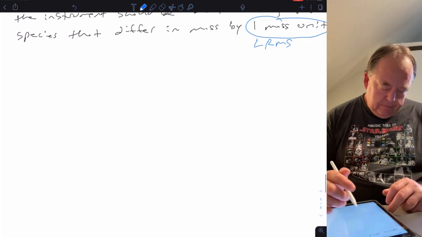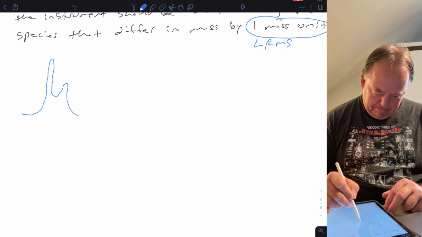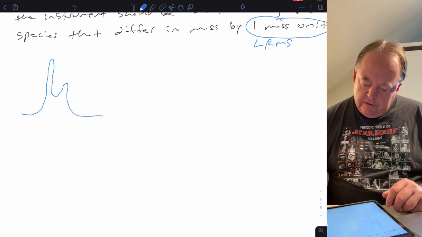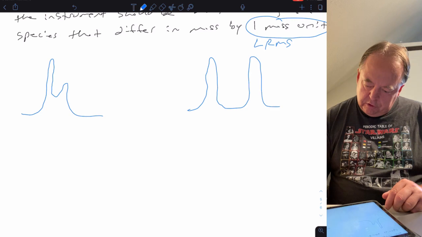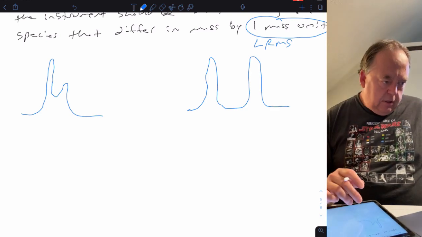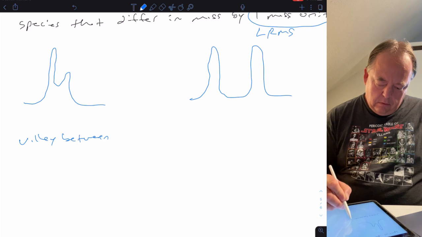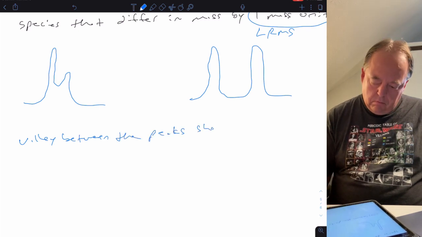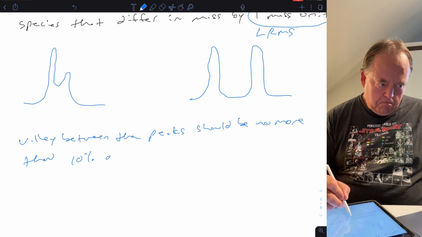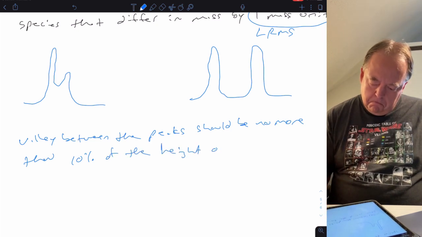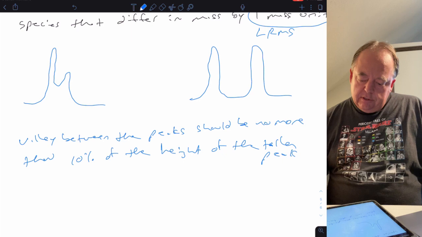Okay, so what do we mean by resolution? If we have a couple of peaks in the sample, so those peaks would not be resolved, whereas those peaks are resolved. So in terms of resolution, how it's defined: the valley between the peaks should be no more than 10% of the height of the taller peak.